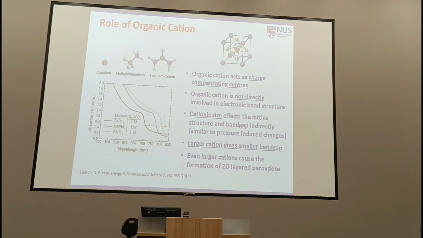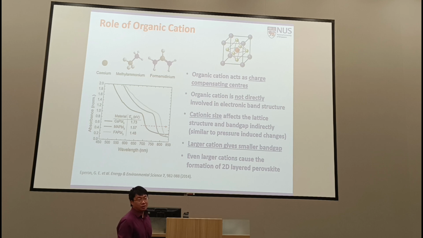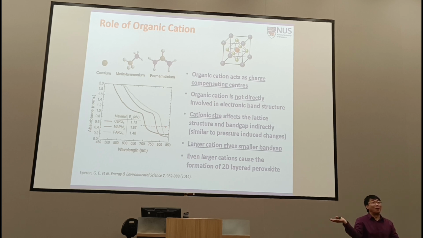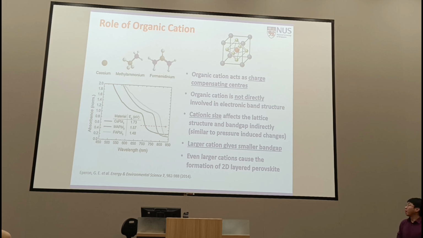Of course, you'll be asking, why not go even bigger? Or even smaller? Remember the Goldschmidt tolerance factor? Go even bigger or even smaller, perovskite doesn't form. So there's nothing to talk about. It's just unstable if it's too big or too small. So it turns out that these three are okay for the perovskite structure.